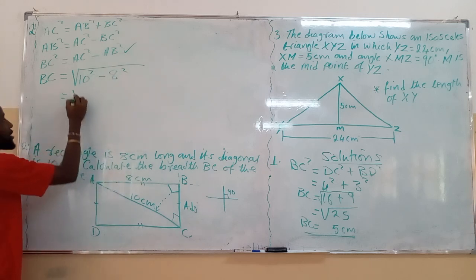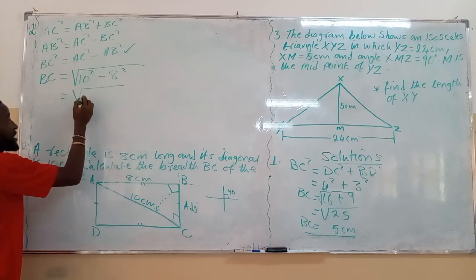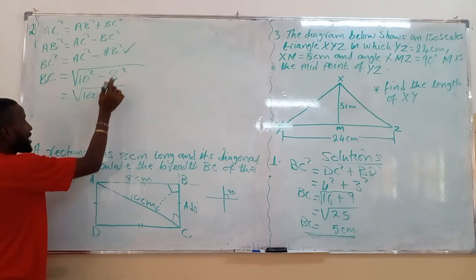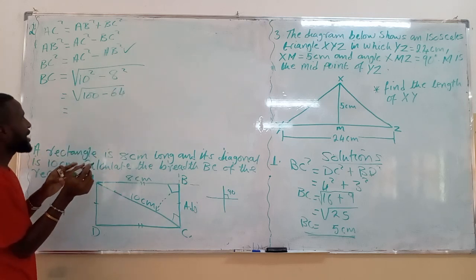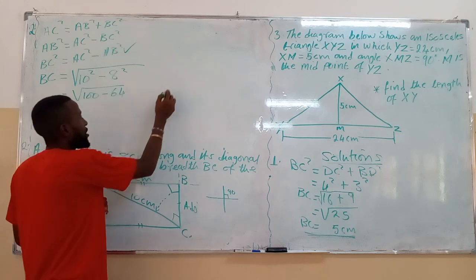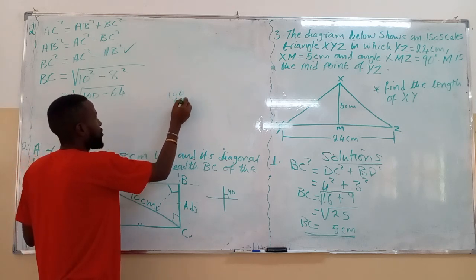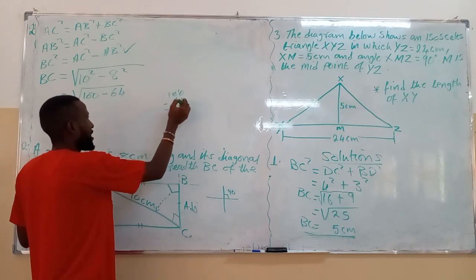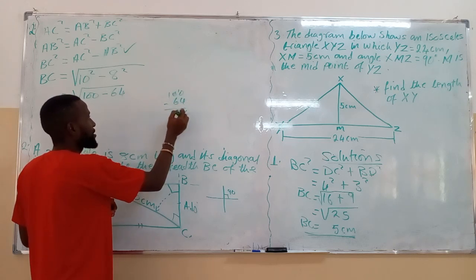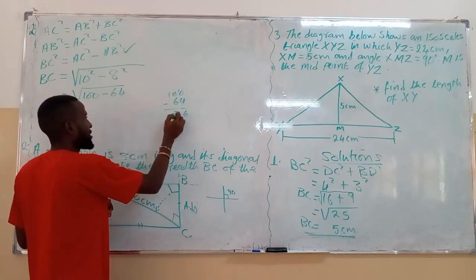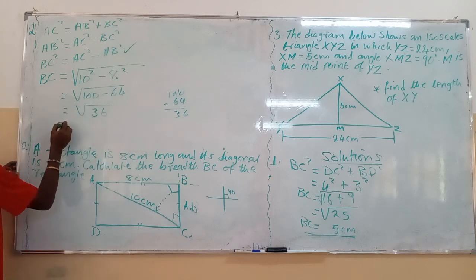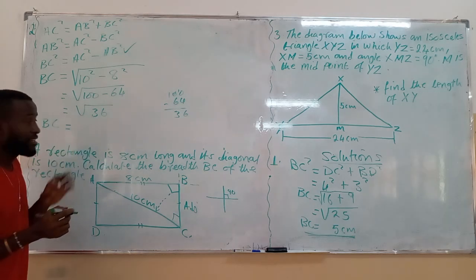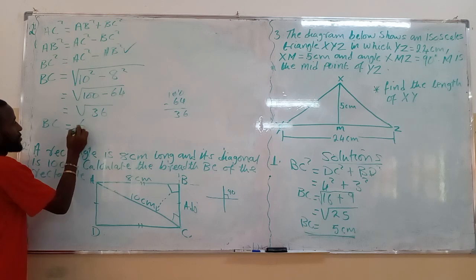Therefore, now I have the square root of 10 times 10 is 100 minus 8 times 8 which is 64. So what is 100 minus 64? That should give us 36. So the square root of 36. So what is my final answer therefore, dear ones? BC is equal to, what is the square root of 36? That is 6 centimeters.